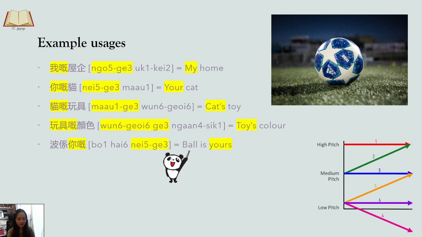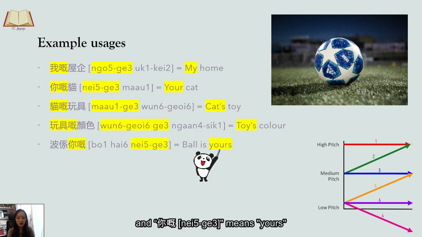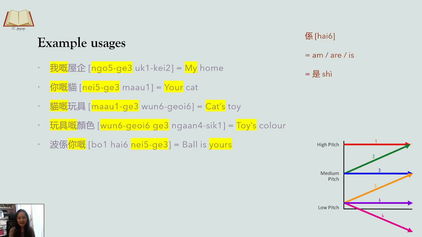Bo means bull, and hai is, and lei ge means yours. As you can see, it's the same word lei ge, but using it at the end of the sentence turns it into a different type of word, a possessive pronoun rather than the possessive adjective.